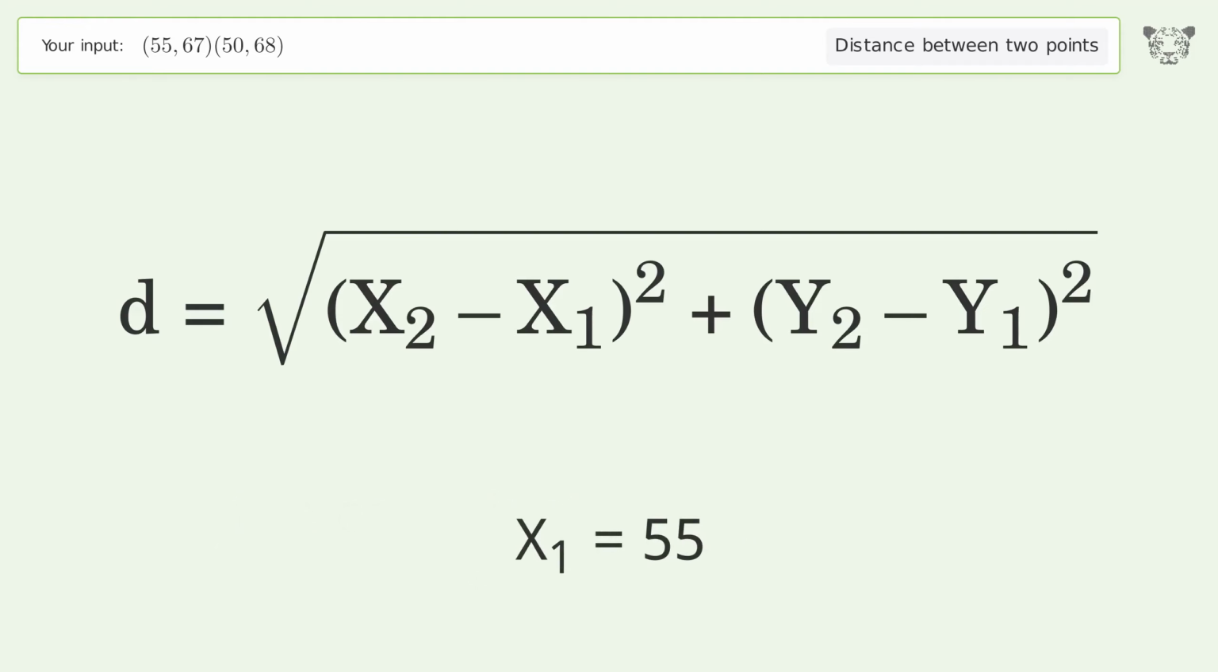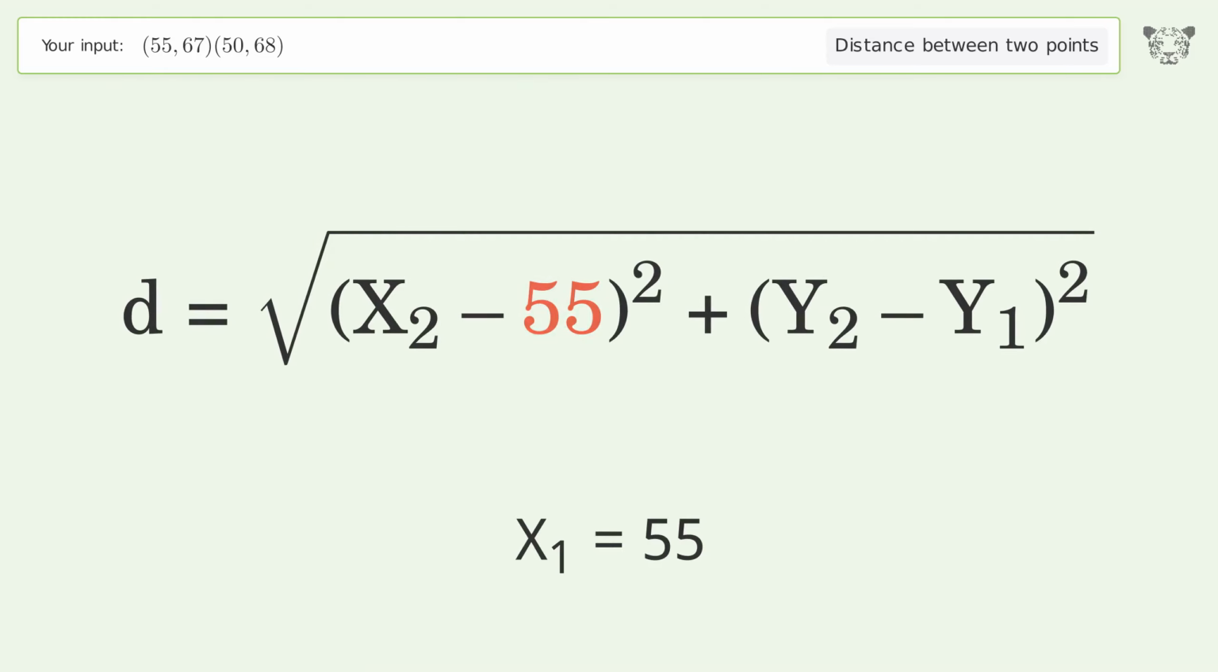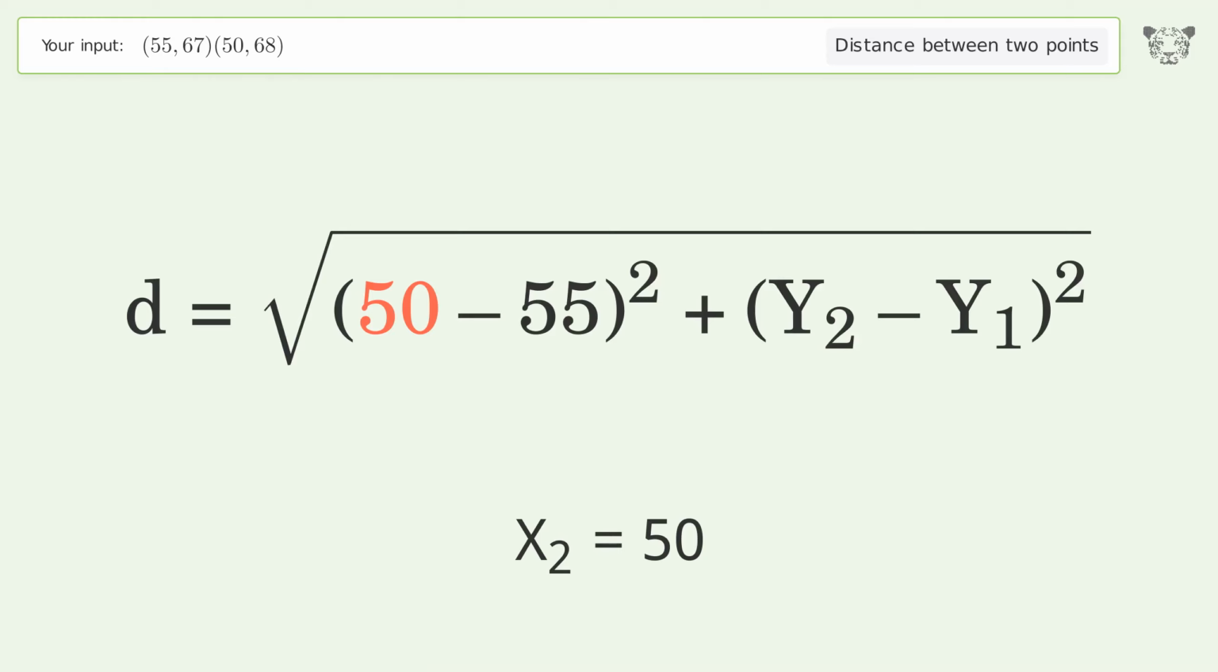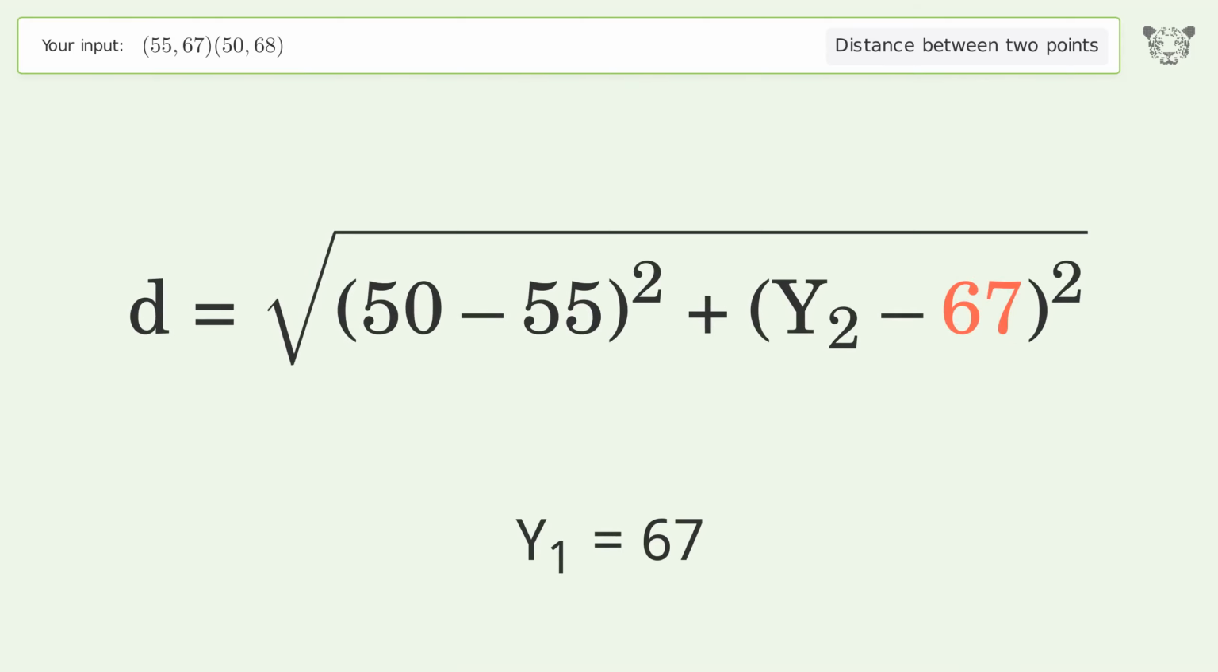x1 equals 55. x2 equals 50. y1 equals 67. y2 equals 68.